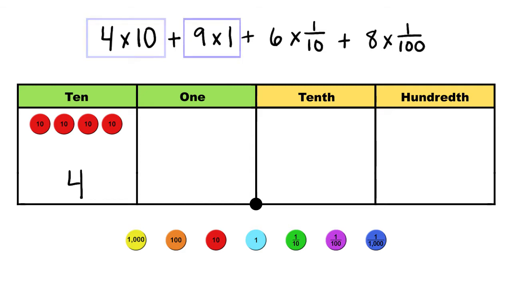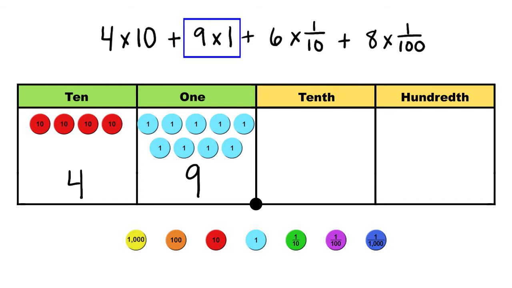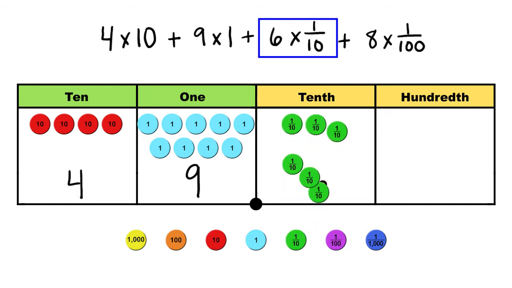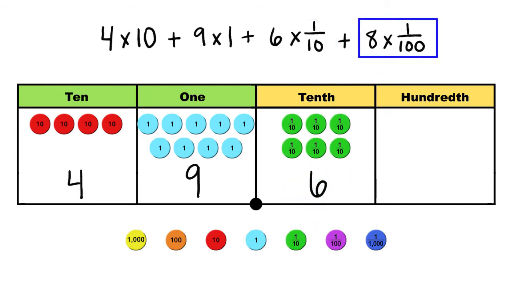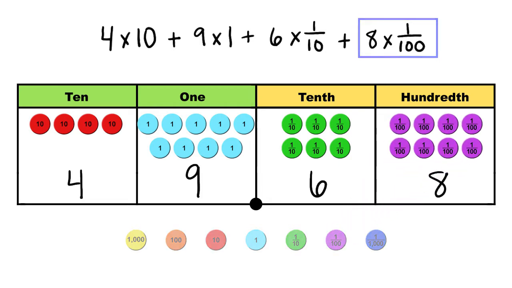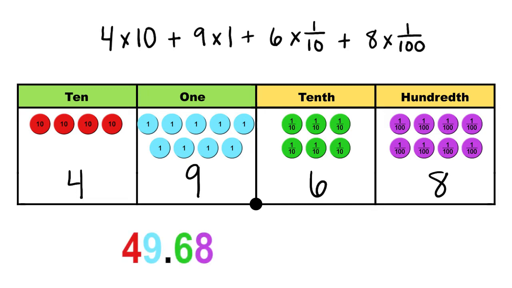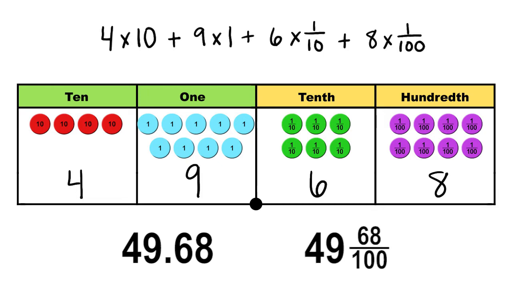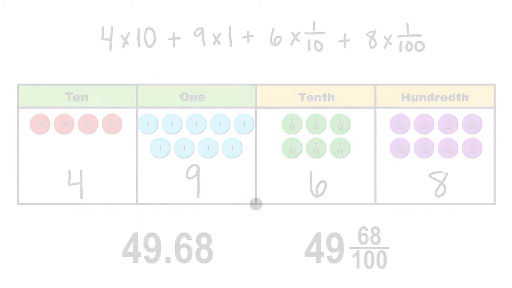The next digit is 9 groups of 1, or a 9 in the ones place. This is modeled by placing 9 discs in the ones column. The next digit is 6 groups of tenths, or a 6 in the tenths place. And then finally 8 groups of hundredths, or an 8 in the hundredths place. The number in standard form is 49 68/100. Please note that students will be given the opportunity to represent the numbers in both fractional notation and decimal notation.